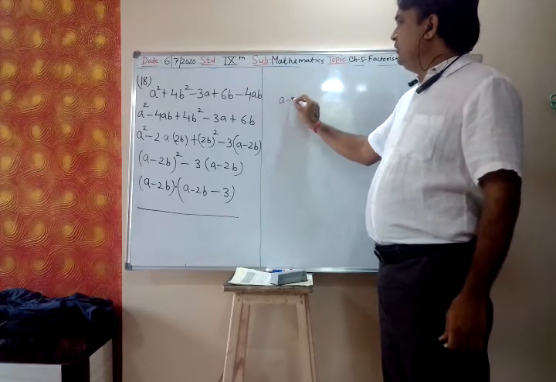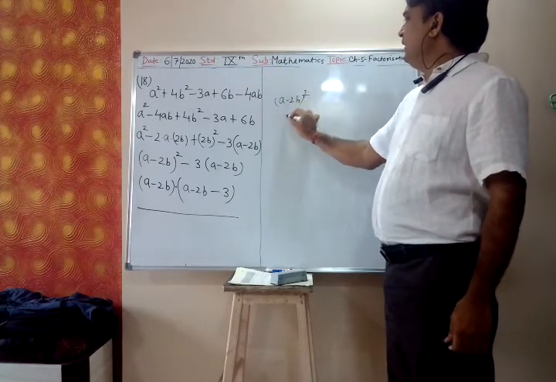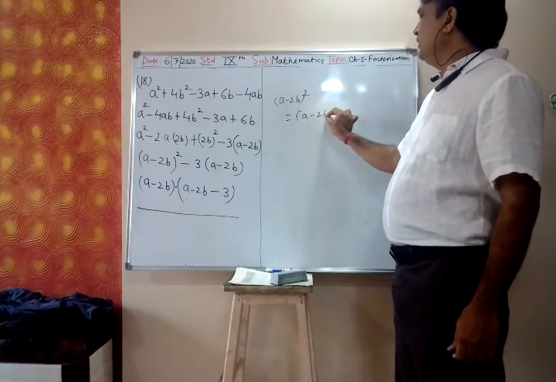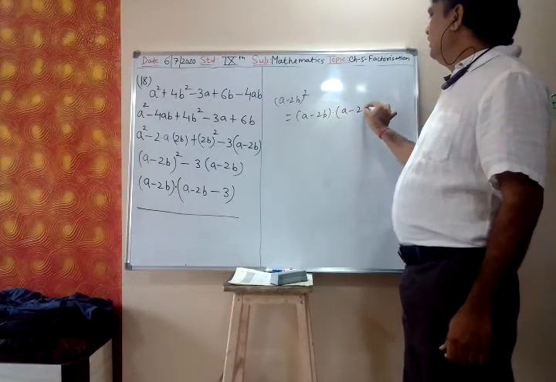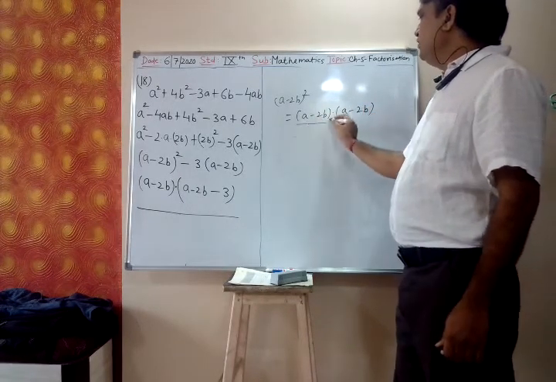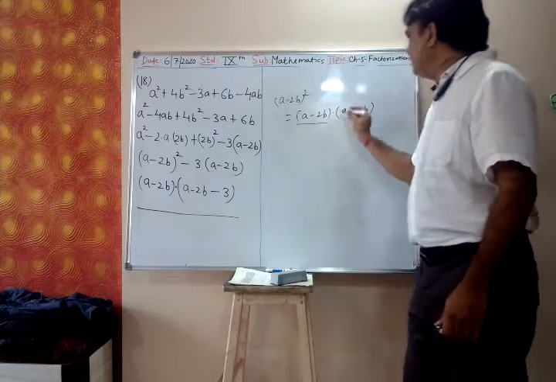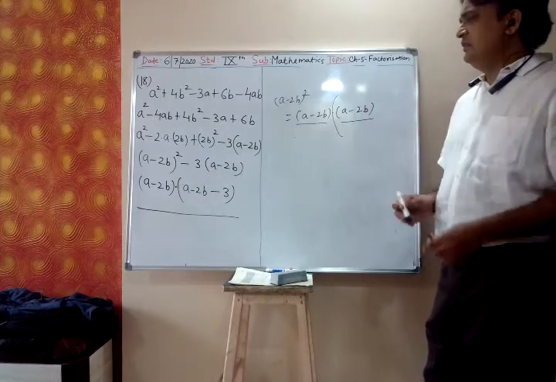A minus 2b square means a minus 2b into a minus 2b. Are you getting? So one a minus 2b I have taken outside. So what is left? This is left inside.